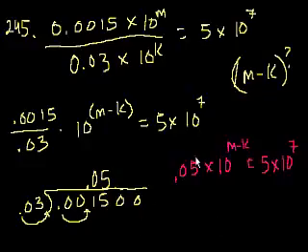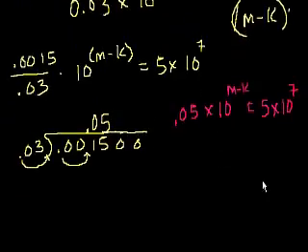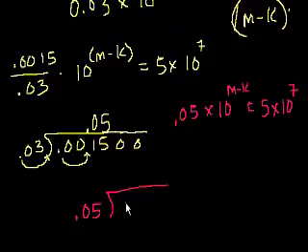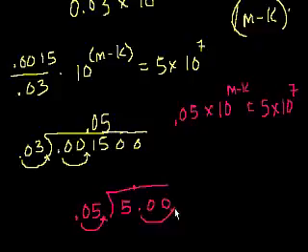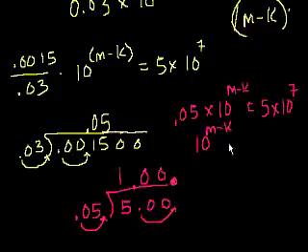So let's divide both sides by this 0.05, right? What is 0.05 goes into 5? Let's add some decimal points here. So if I push this to the right 2, I push this to the right 2, and this is my new decimal point. So 5 goes into 5 one time, so it's 100. So 5 divided by 0.05 is 100. So we get 10 to the m minus k is equal to 100.